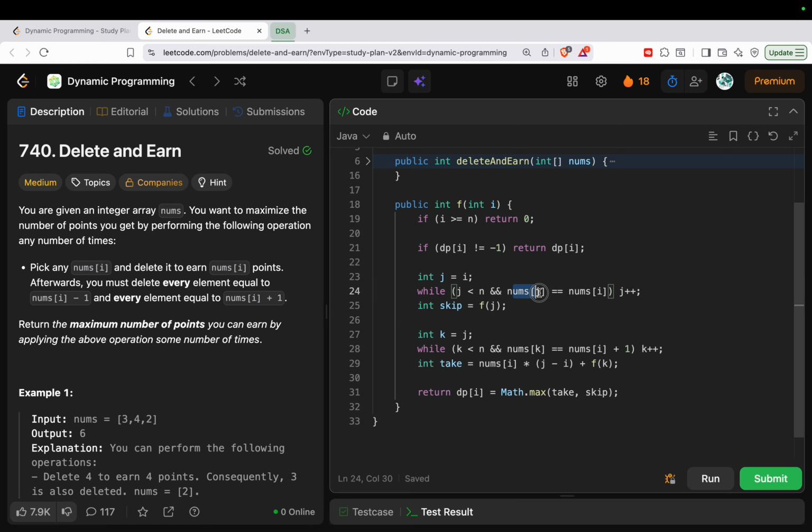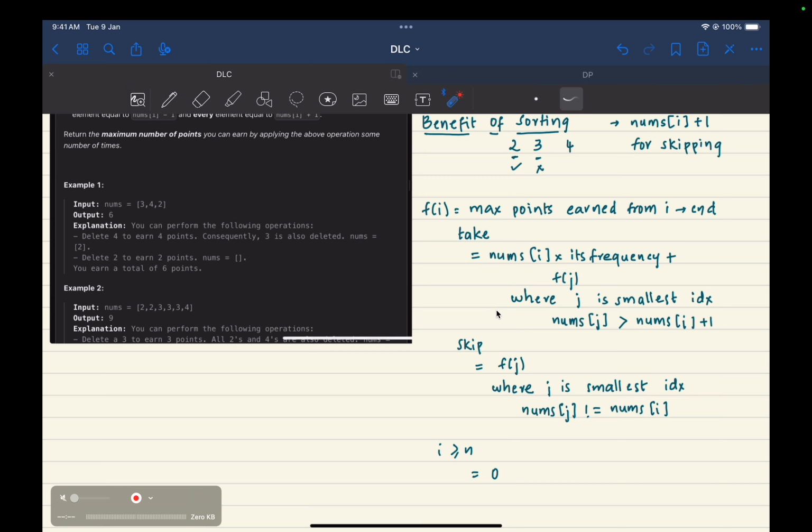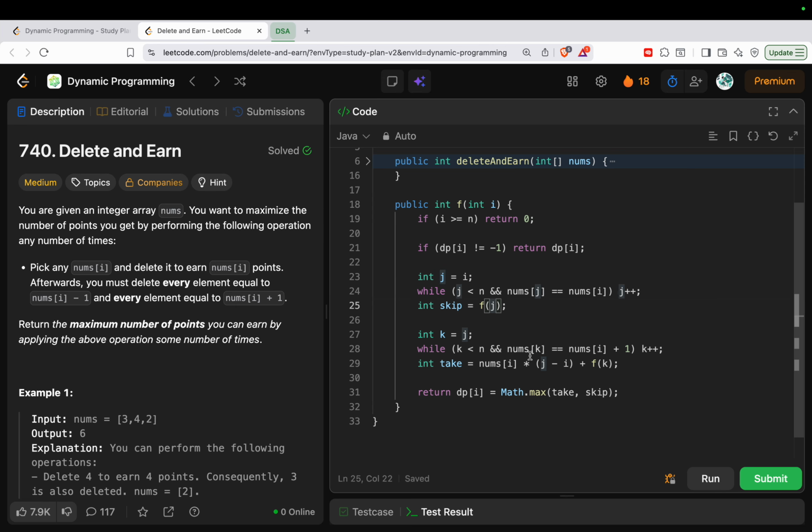As long as nums of j is equal to nums of I, I will be skipping it. I will just increment my j pointer. So the answer for my skip is basically f of j. Now that I know the index j is pointing at 4, the frequency of 3 is basically j minus I. So that is how we indirectly identify the frequency also.